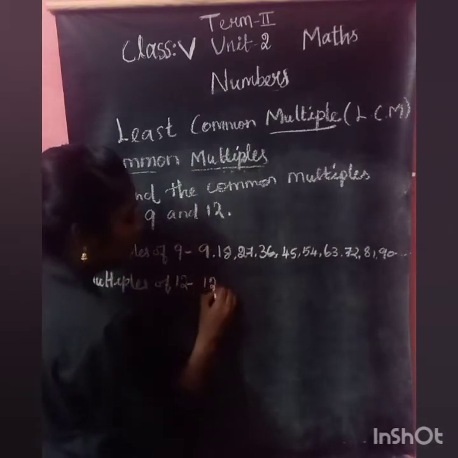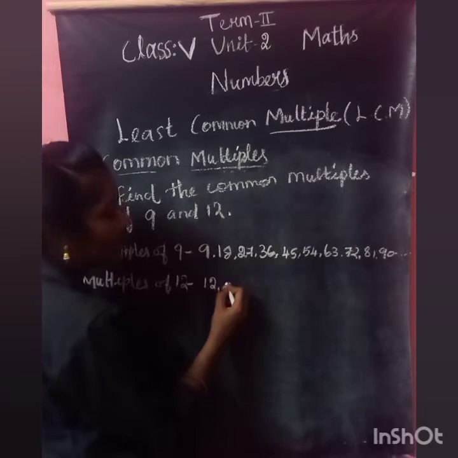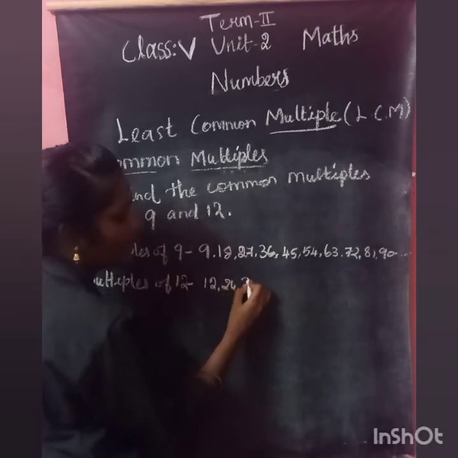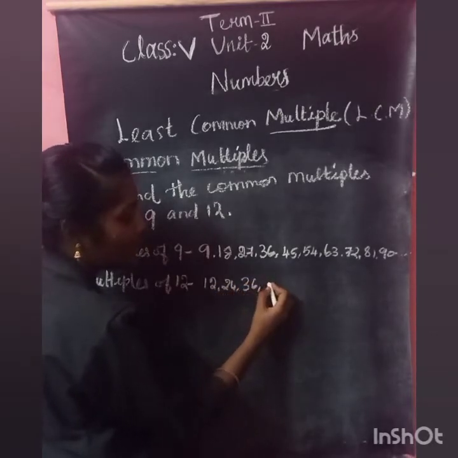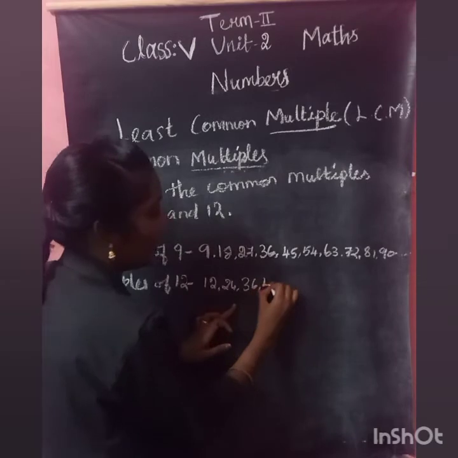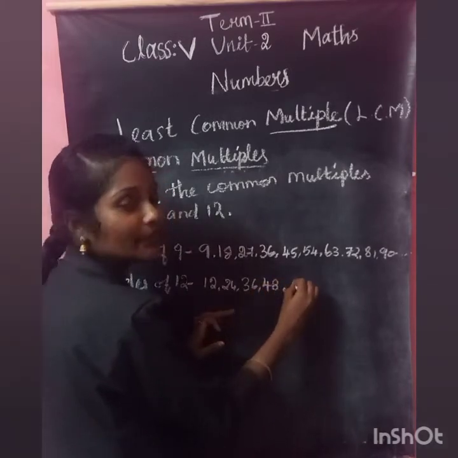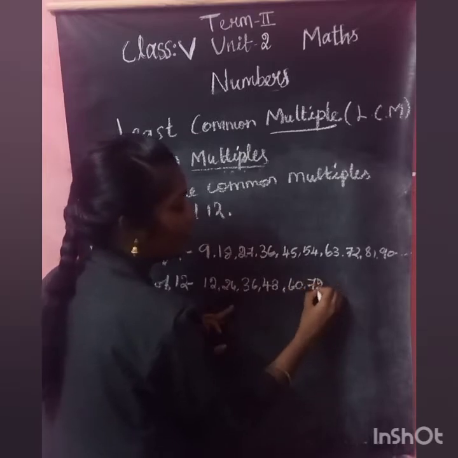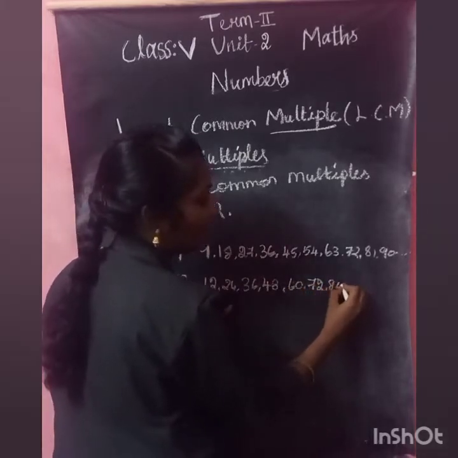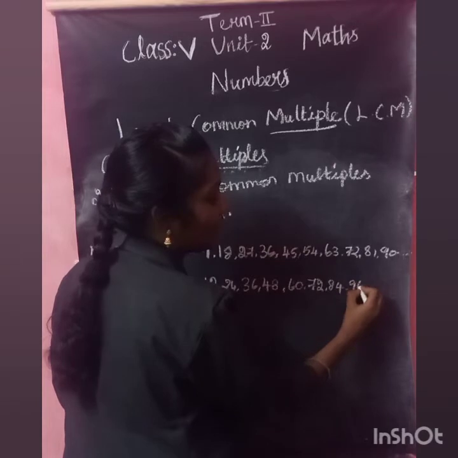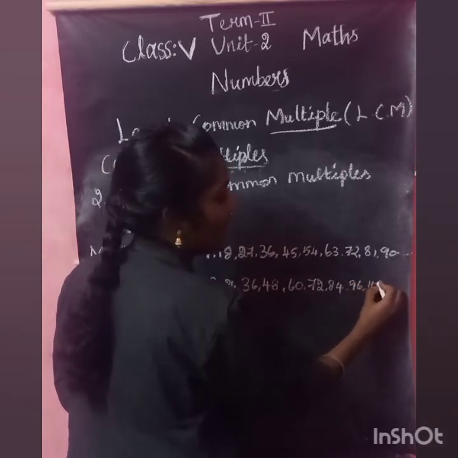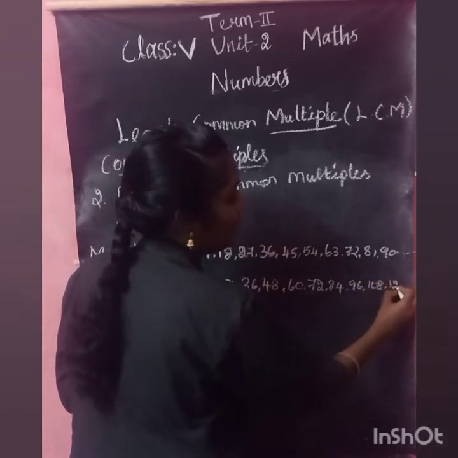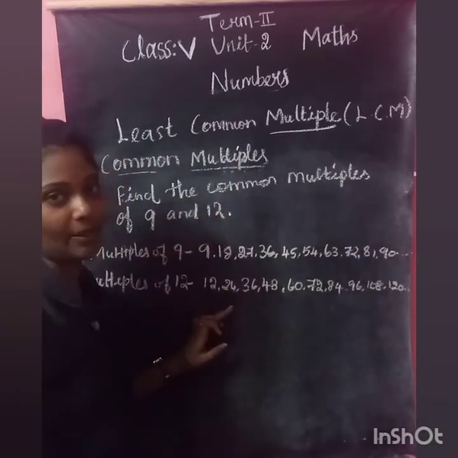Next, write multiples of 12. So 12. Then we add 12 to each number, or write the 12 table. 24. Next, 36. Tell me, children. 48. Very good. Next, 60. Next, 72. Next, 84. Very good. Next, 96. Next, 108. Next, 120. Up to etc.